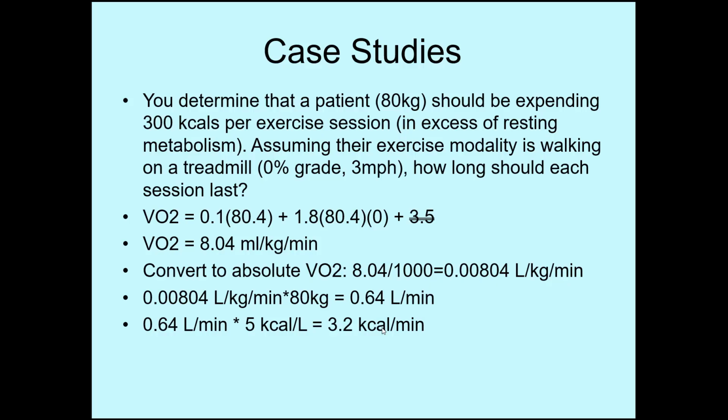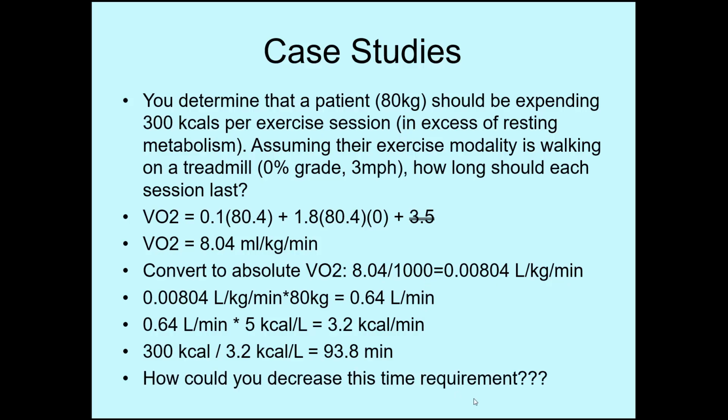To see how long it's going to take them to get to 300 kcals, we just divide 300 by 3.2. And that gives us a pretty high number of 93.8 minutes. That's how many minutes they would need to walk on that treadmill at 3 miles an hour to hit that net caloric goal of 300 kcals. So that seems like a long time.